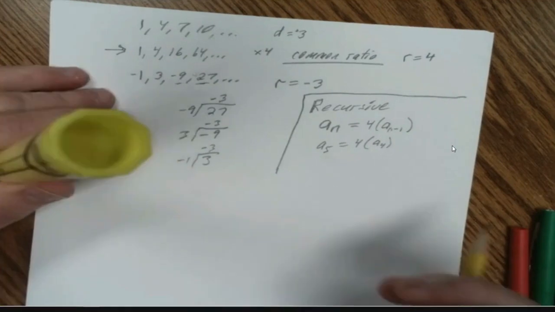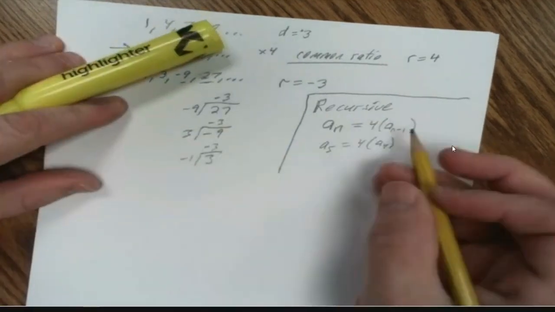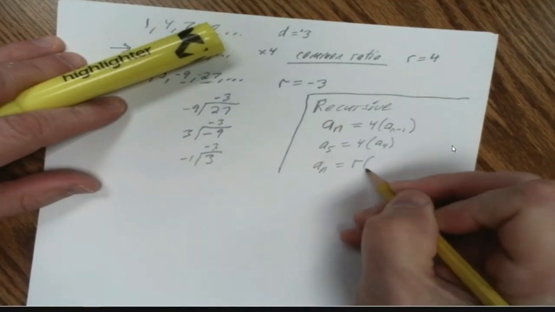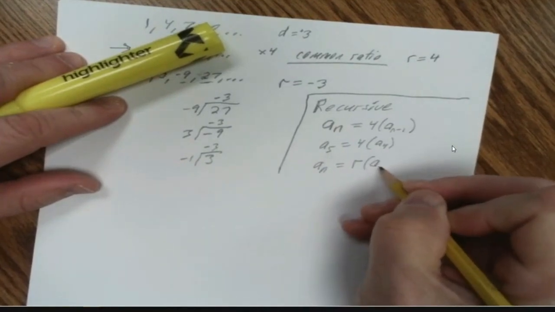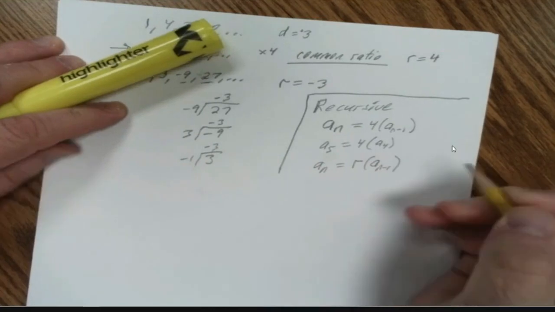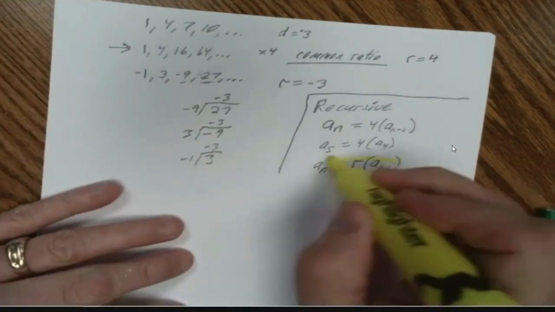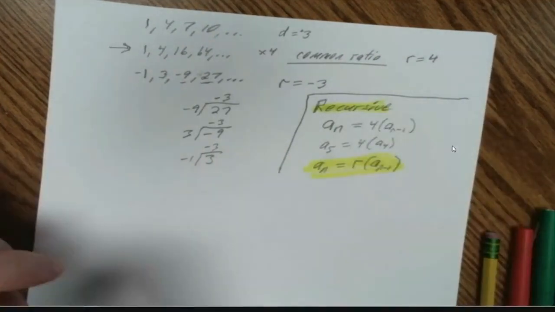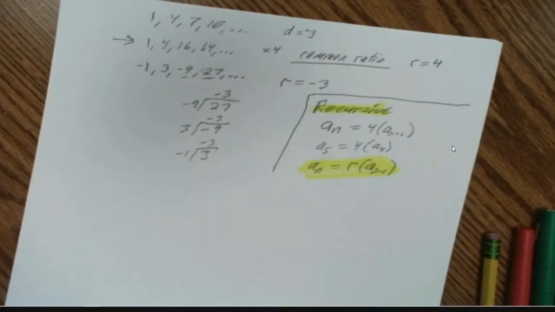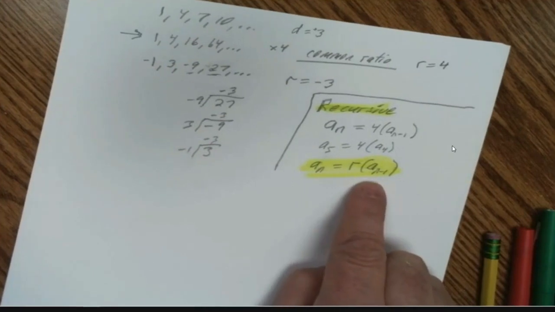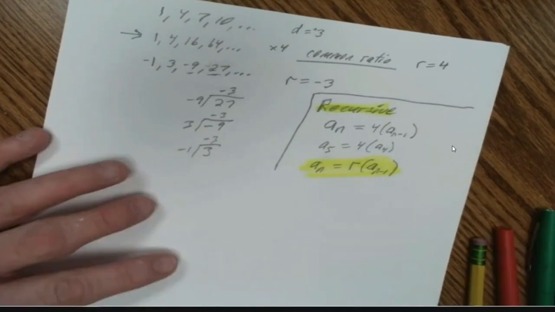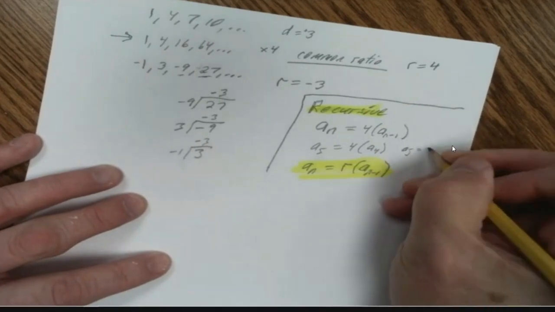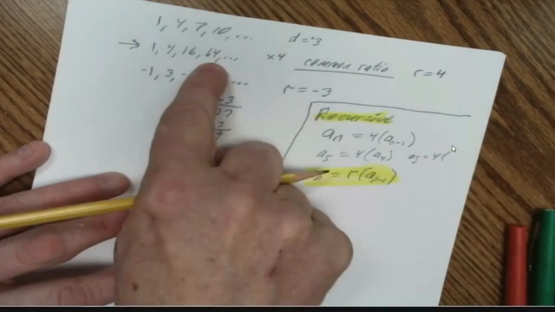So generically, the recursive formula would be a sub n equals the ratio times a sub n minus 1. That is for any and every geometric sequence. That is the recursive formula: take the ratio times whatever the term before is. So in this case, a sub 5 equals 4 times the previous term, which is 64.